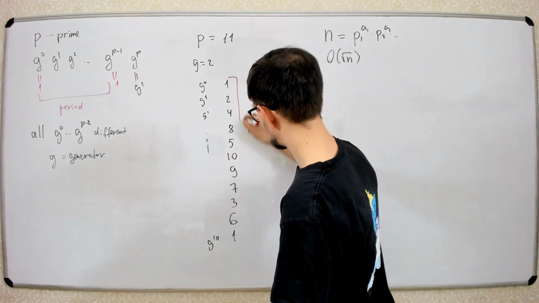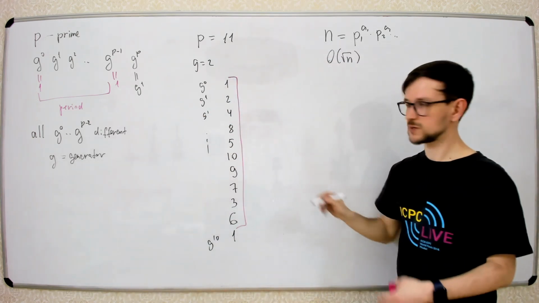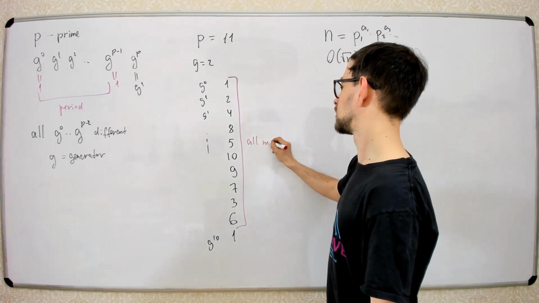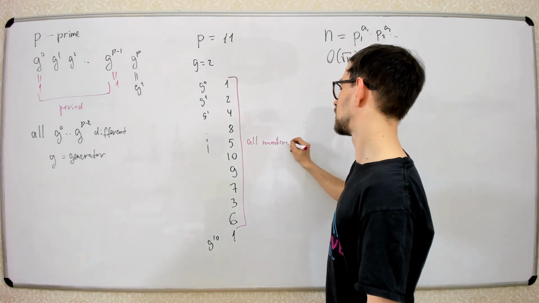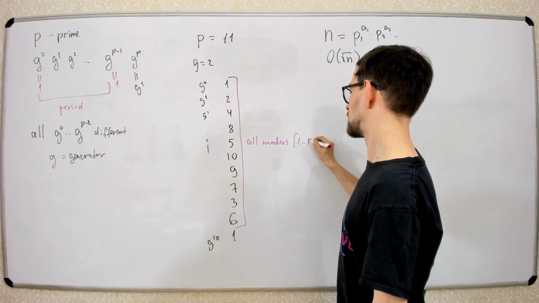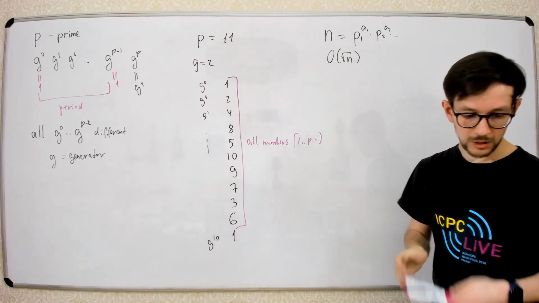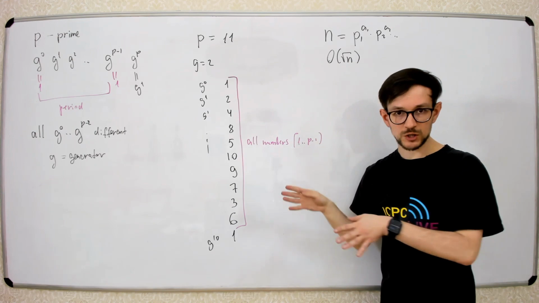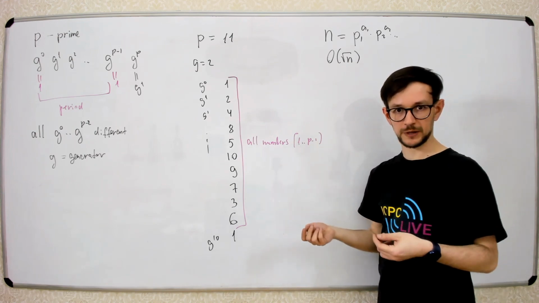So we can see that here we have all possible numbers from 1 to p minus 1. If you have a situation like this, then g is a generator modulo p.